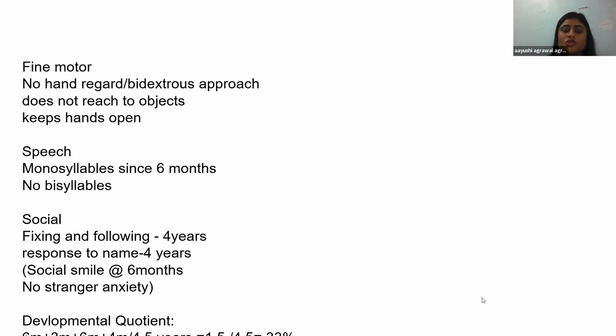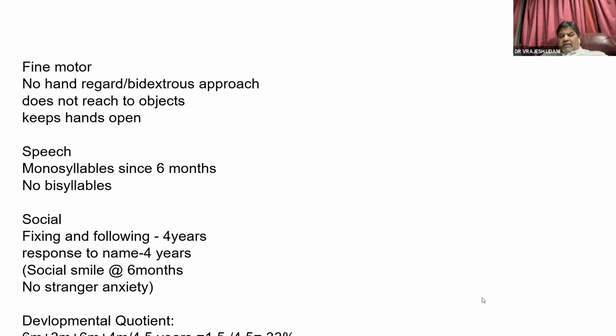In fine motor, there is no hand regard. There is no bidextrous support. She does not reach to any objects, and she keeps her hands open. Speech wise, she started speaking some monosyllables since 6 months of age, and there were no bisyllables actually.